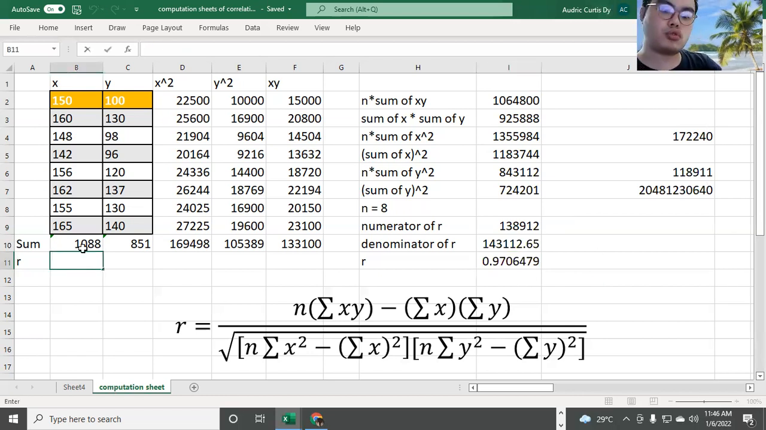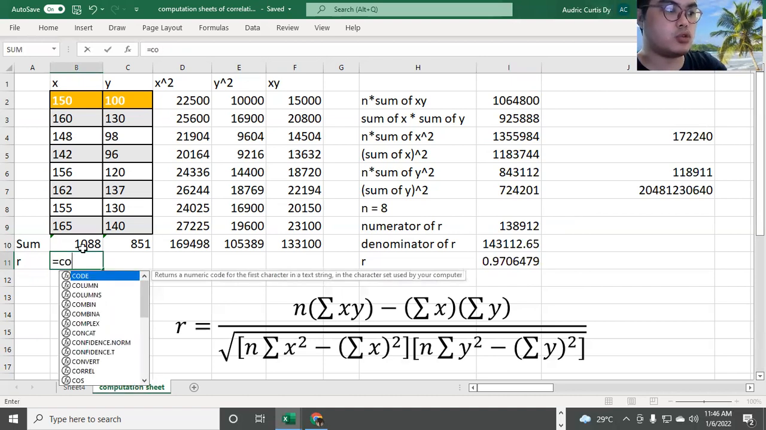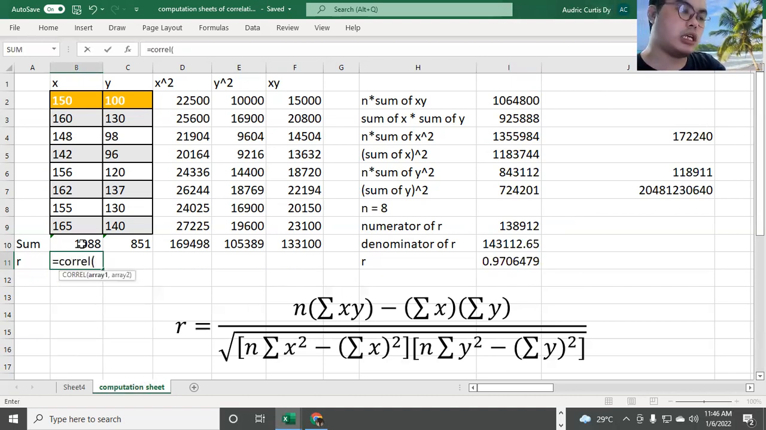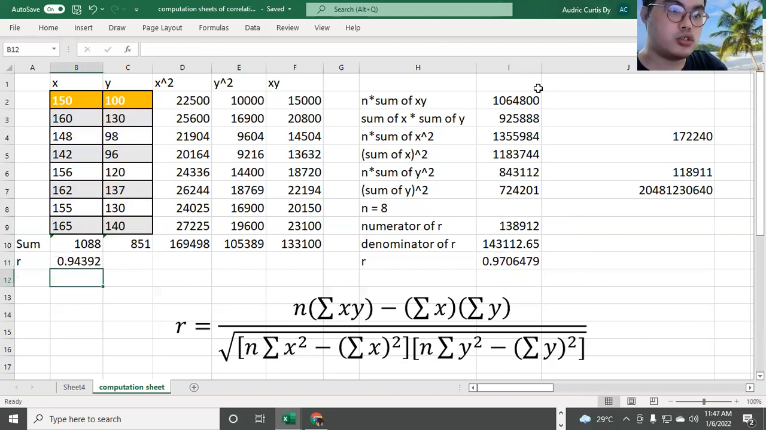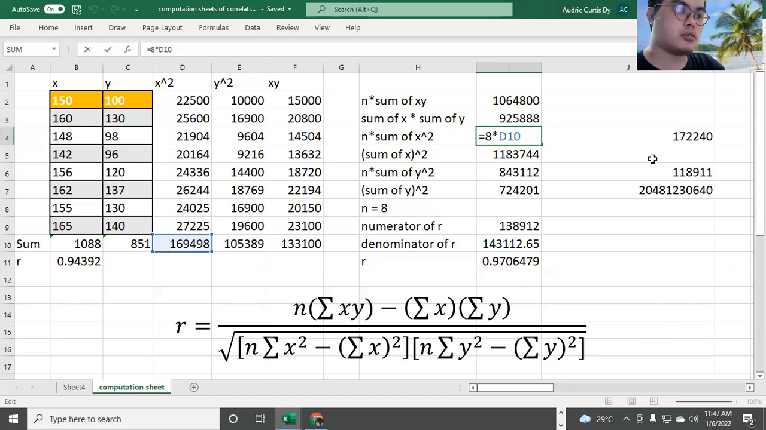To make things shorter, we can type CORREL. The array 1 is the first column, while the array 2 is the second column. Since this is different, we need to double check if it's right or wrong.